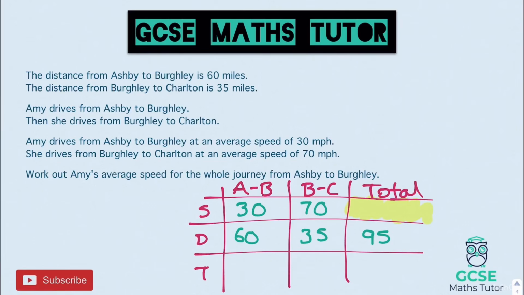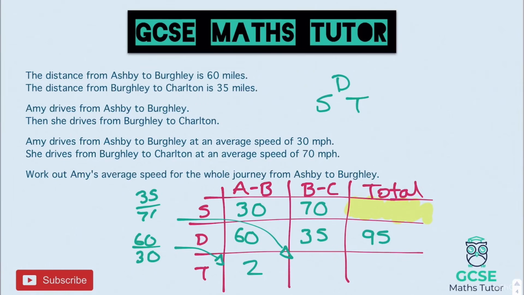If we start putting these ones down the bottom, we've got speed is distance divided by time, and if we're working out our time, it's distance divided by speed. So 60 divided by 30 for that column gives us 2 hours. For this one over here, the distance is 35, and we divide that by 70, which gives us 0.5. So in total, we have 2.5 hours. And our total journey there is 95 miles.